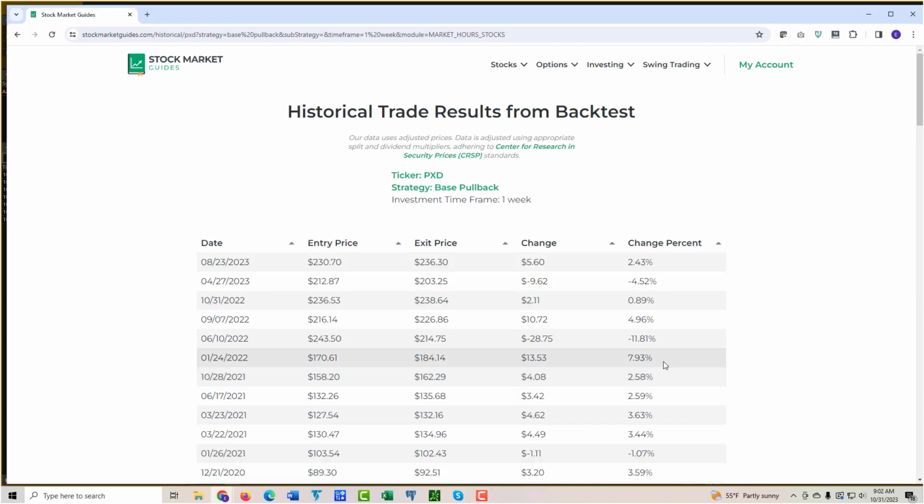And so I come here, and as you can see, it's basically a listing of every single trade that is set up for this particular strategy for PXD. The strategy is called the base pullback. Again, the ticker is PXD, and this is for the 1 week time frame. So it's basically the same trade setup that matches that trade alert where I got here from. And you can see it basically just lists every single trade from the backtest and what the outcome was.